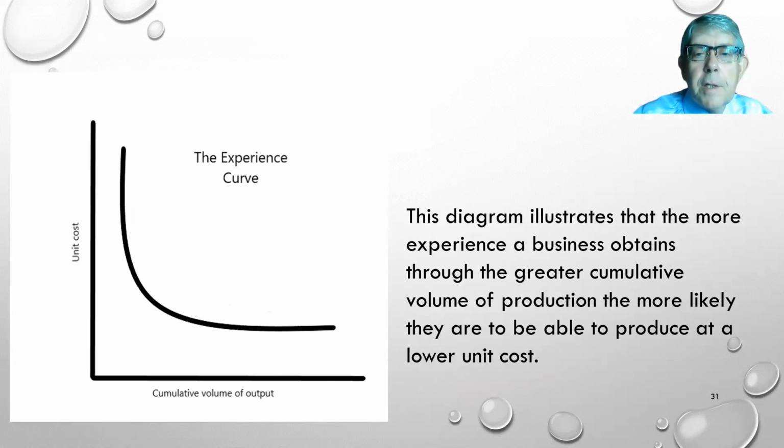This diagram illustrates that the more experience a business obtains through the greater cumulative volume of production, the more likely they are to be able to produce at a lower unit cost.